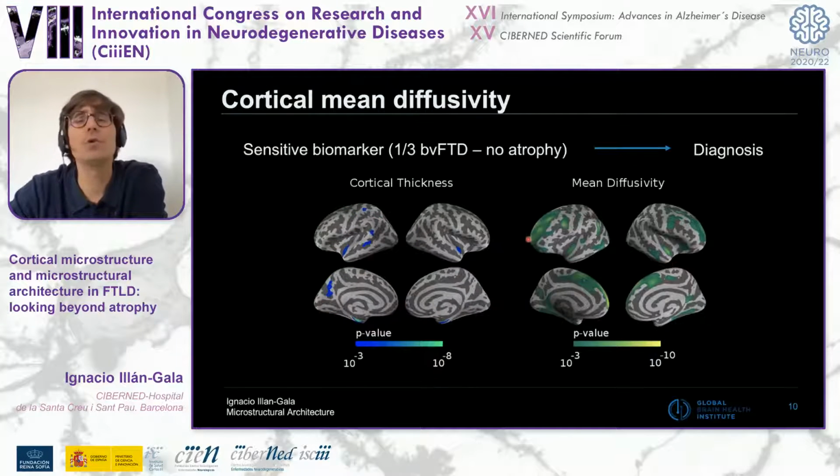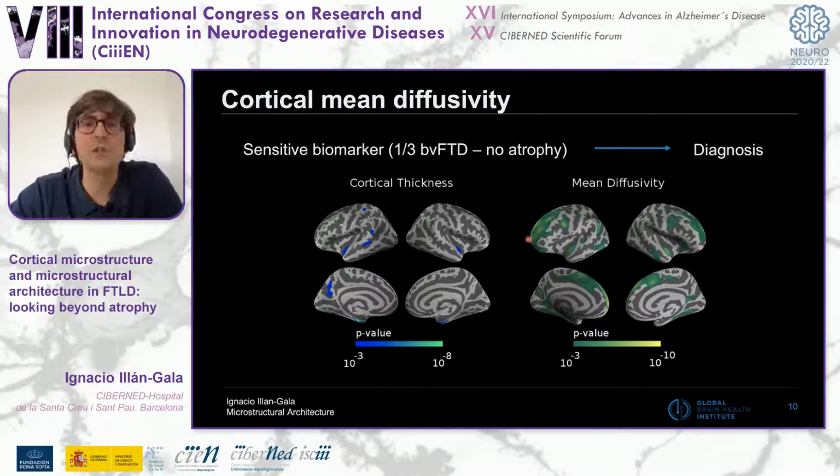Next, we explored the group of BV-FTD participants where atrophy was not evident on the visual inspection of the MRI. This group of patients is of special interest since clinicians usually struggle to differentiate between them and primary psychiatric diagnoses. Interestingly, we found that cortical mean diffusivity was also increased in the absence of significant cortical thinning. So we see green, which represents increased mean diffusivity, but we don't see a lot of blue in the maps of cortical thickness, so we don't have cortical thinning.